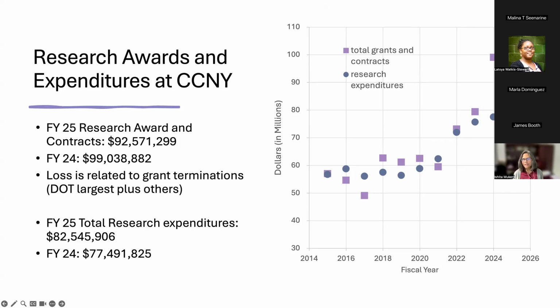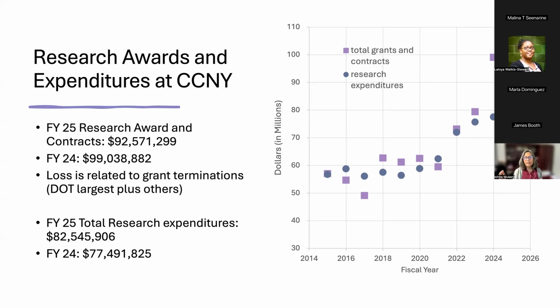Regardless, looking at the research expenditures, which are here in the blue circles, you can see that that has been tracking our total grants awards, total awards and contracts pretty well until FY24. And we're still going up in FY25. So in FY25, we spent about $82 million on research expenditures. In FY24, this number is roughly 77 million. I will say that these things track, right? And you can see that very clearly in this graph.